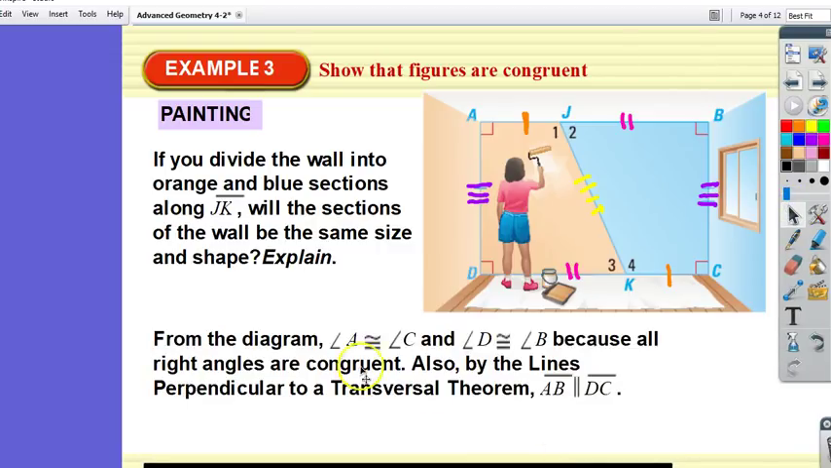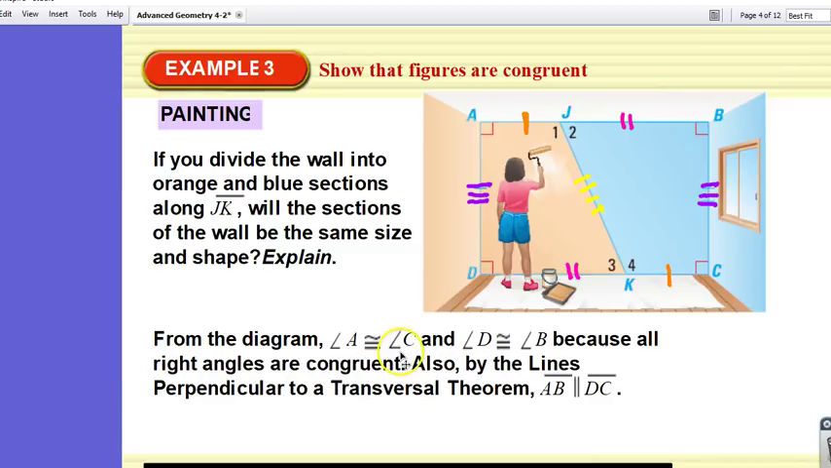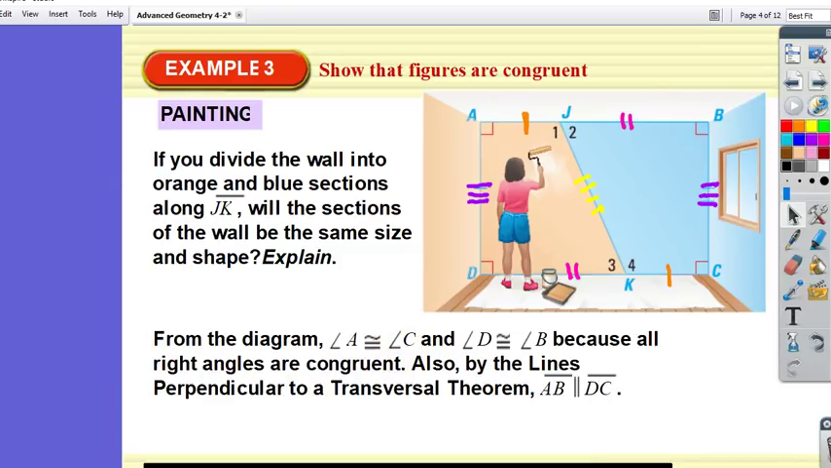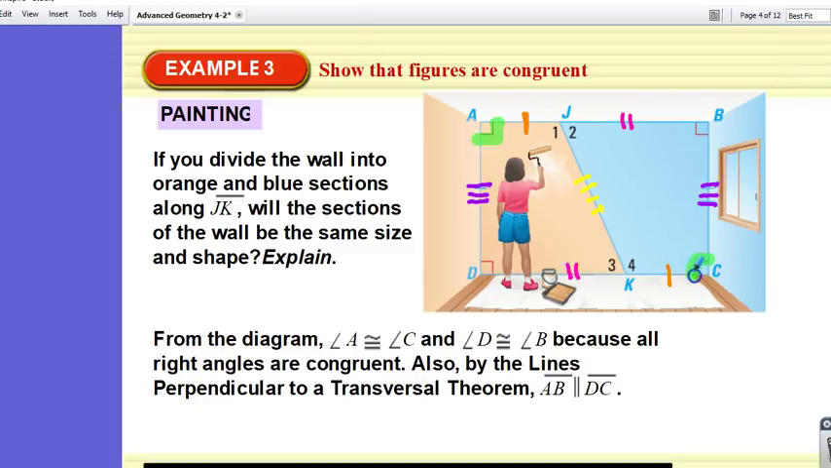So, in the diagram, angle A is congruent to angle C. We also have angles, right? Angle B is congruent to angle D. These walls, your floor and your ceiling are parallel, right? So, alternate interior angles are congruent.